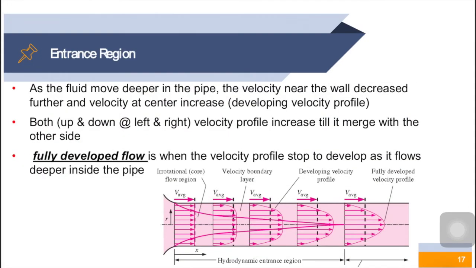And what is important to note is that since the mass flow rate in and mass flow rate out are the same, the average velocity is the same, whether it is developing flow, until here, or after this, which is fully developed flow. This is developing and this is fully developed flow. You can see that this is because of the conservation of mass.